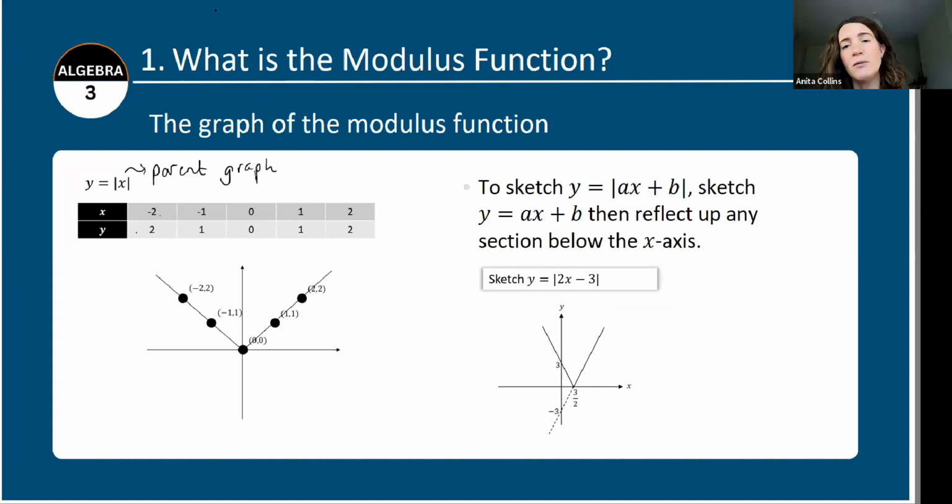So if we want to sketch y is equal to mod ax plus b, we sketch y equals ax plus b without the magnitude. And hopefully you've got those graphing skills. You'll be able to do that from before. We haven't covered it yet in this course. We will touch on it, but it is kind of assumed knowledge. Then you draw the graph y is equal to ax plus b and you reflect up anything that's below the x-axis. You just bounce it up there. So this here with the dashed line is the graph of y is equal to 2x minus 3. But this V shape is the graph of y is equal to mod 2x minus 3. So the section that was below the line has been reflected up.